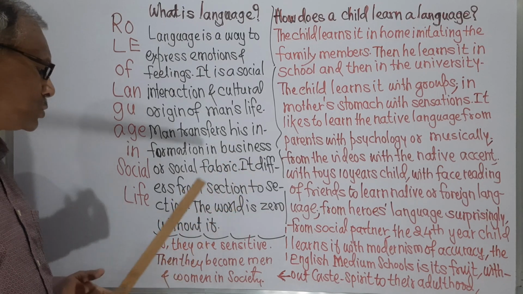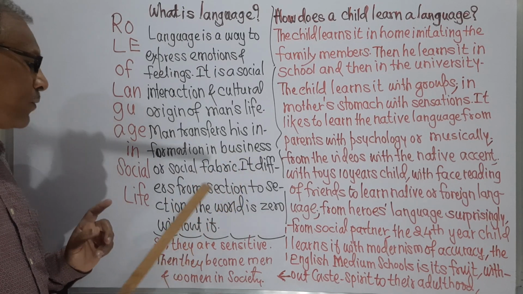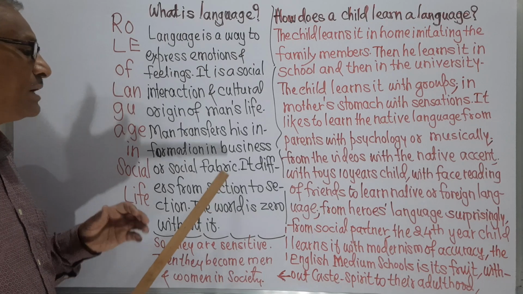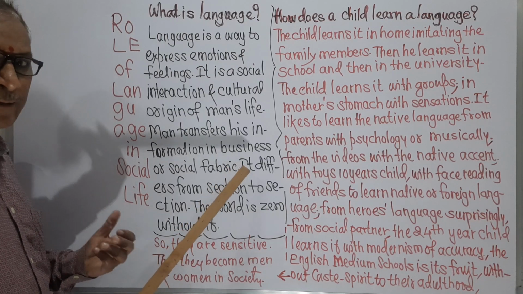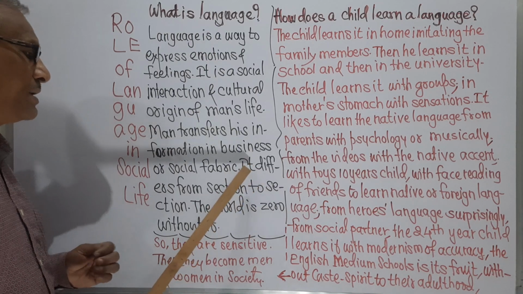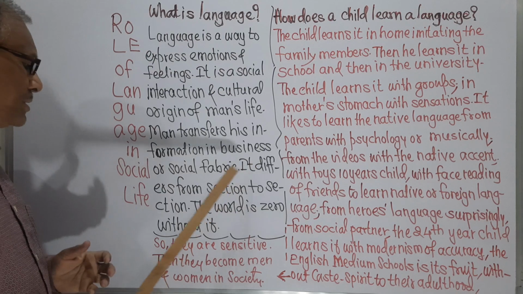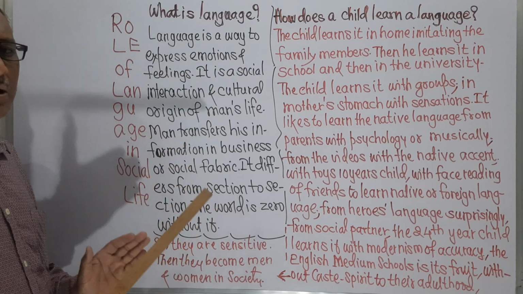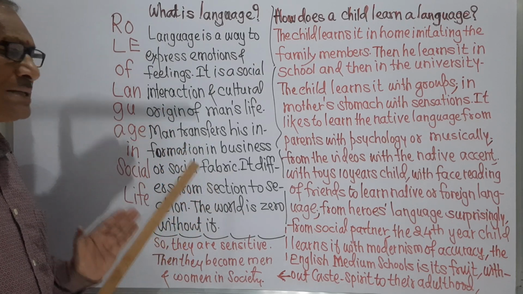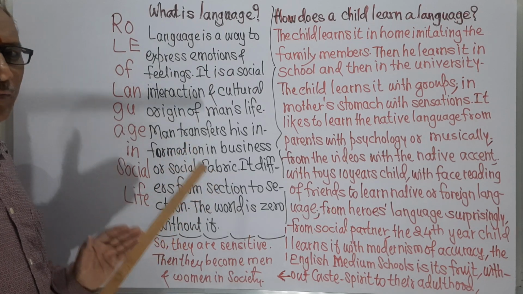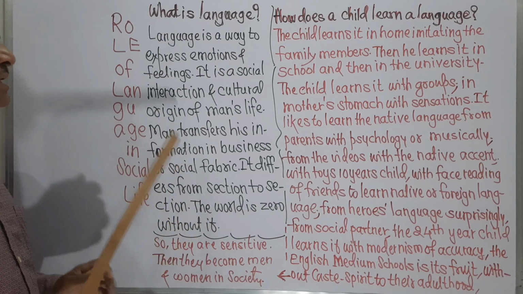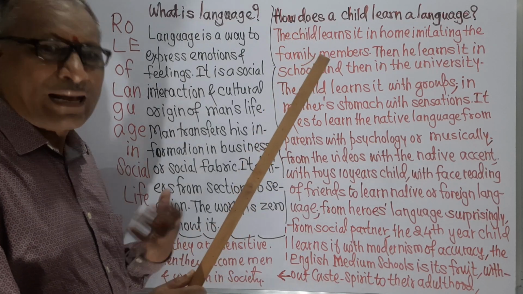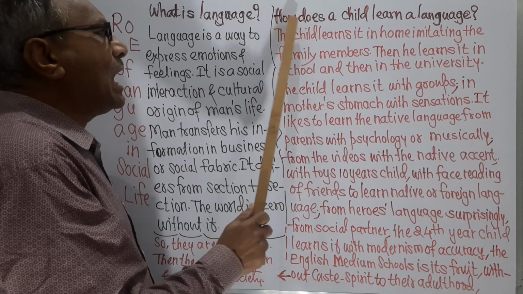It differs from section to section, and that's why language differs from section to section. This language is commercially different, geographically different, literary different, scientifically different, technically different. The world is zero without it. It means that language is everything for man, and if language is not there with man, then the life of that man is very much zero, and that's why language is very important in the life of man.